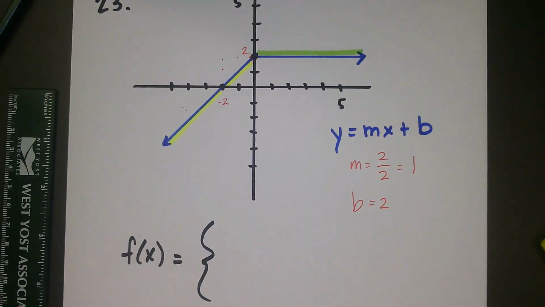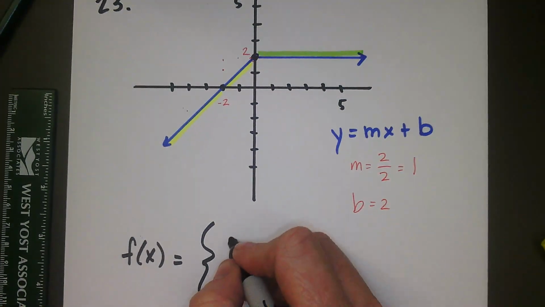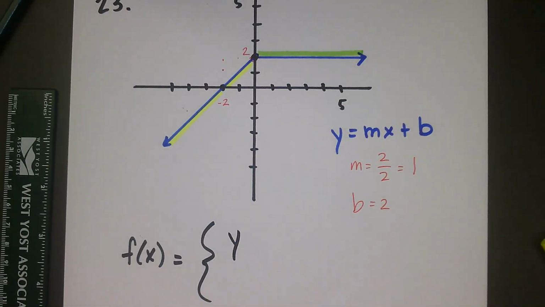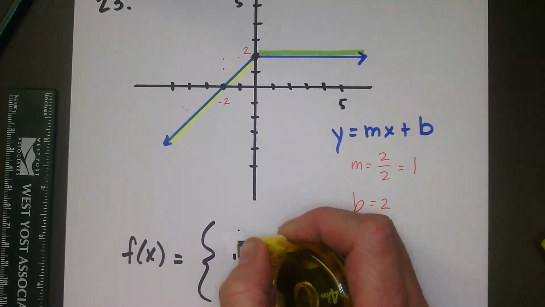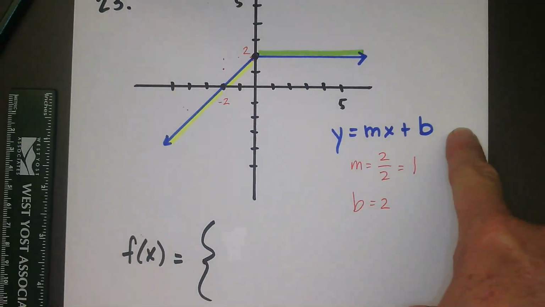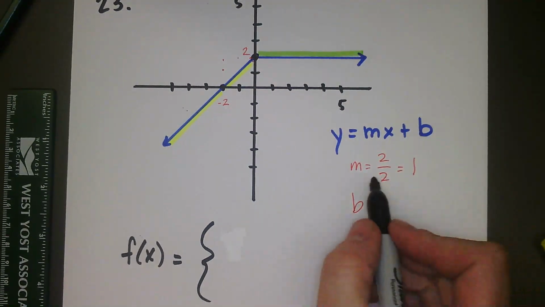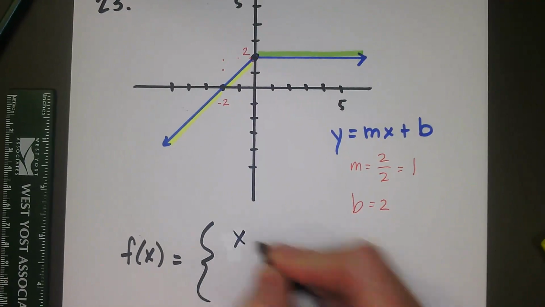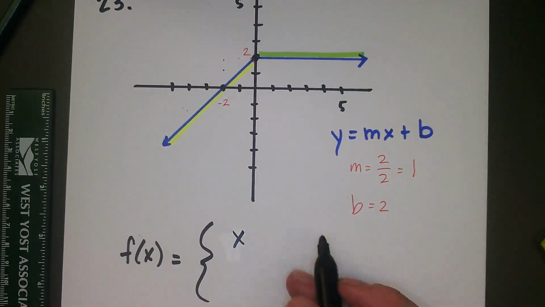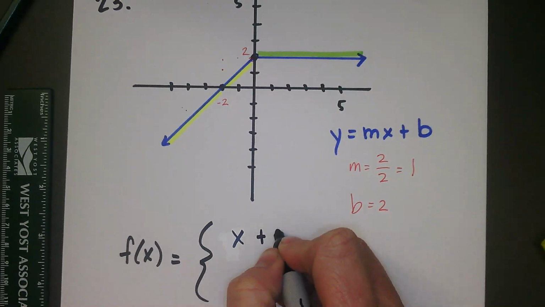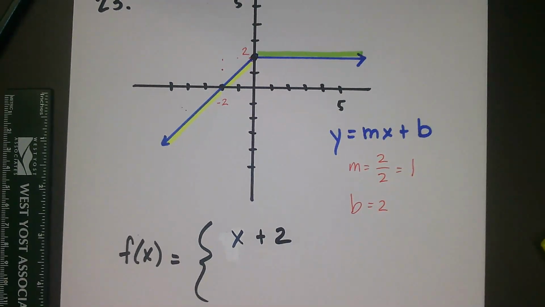So I can now write this equation as, oops, I was going to start doing the y. I don't need the y equals here because I have f of x equals. This part is just going to be the mx plus b portion. So my slope is 1, so it's basically just x. If you wrote 1x, it's not really wrong, but we don't write the 1. It'll be x plus 2. So there is that equation.